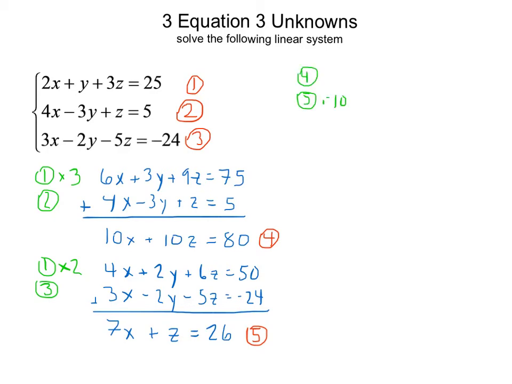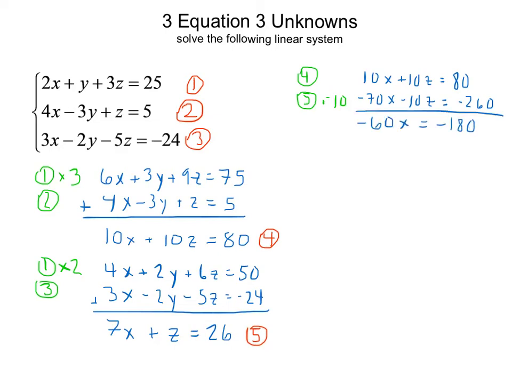Of my options, the x's don't look like good candidates. Let's go with z's, scaling equation 5 by -10. Z's are lined up, one positive, one negative, cancel with addition. And at this point, I can just divide by -60. So this all unraveled, and x is equal to 3.